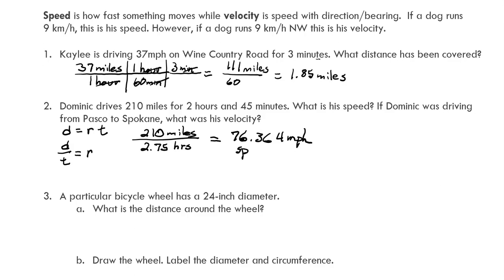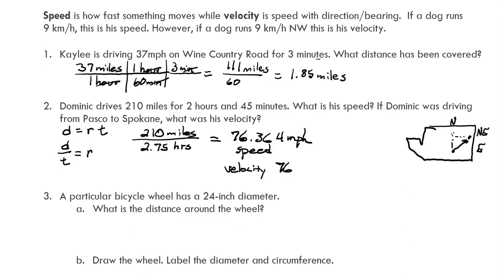That is his speed. To turn it into velocity, we want to think about the direction from Pasco to Spokane. With a map of Washington, it's going to be a rough map of Washington. We have Pasco down here, and we have Spokane about right there. So we can say that we need to go north, but we also need to go east. So we're going to go northeast. We need to go north, and we need to go east. So we are going northeast. And his velocity then is 76.364 miles per hour northeast.